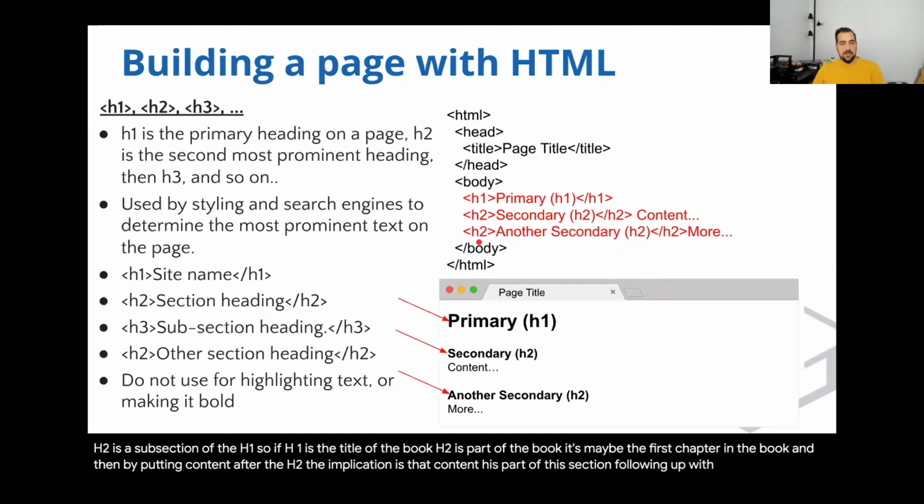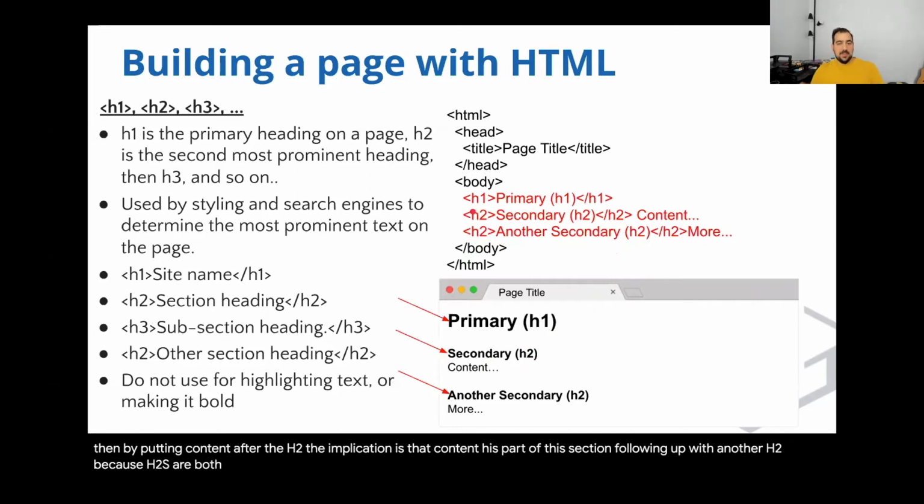Following up with another H2, because H2s are both at the same level, we are now saying the last H2 on the page is also a child of the H1, but it is a sibling of the H2, right? It is not nested beneath the other H2.